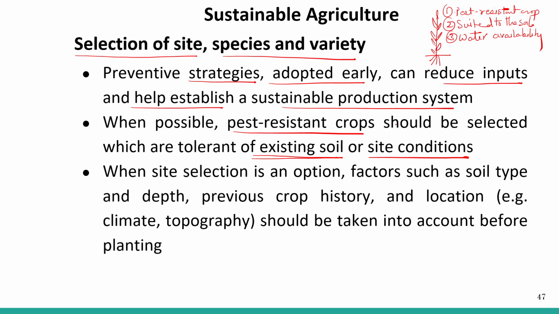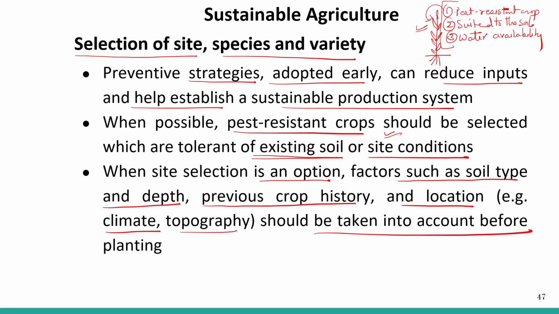Right? And the site condition. So, if we are using this particular crop, then our crop will flourish in that particular site. When the site selection is an option, factors such as soil type and depth, previous crop history, and location, for example the climate and topography, should be taken into account before planting. So, if we can select the site, this is in our hand.